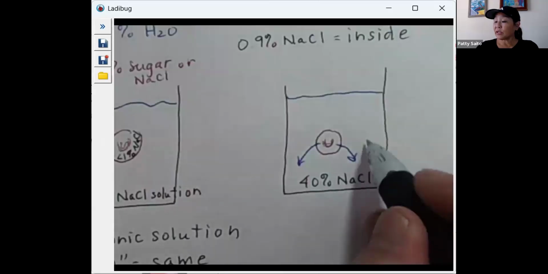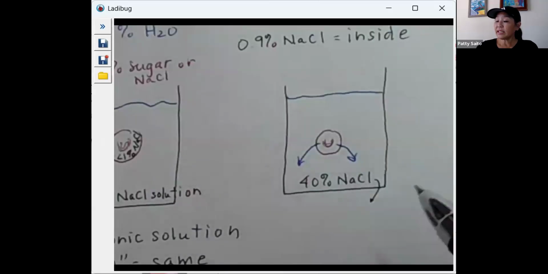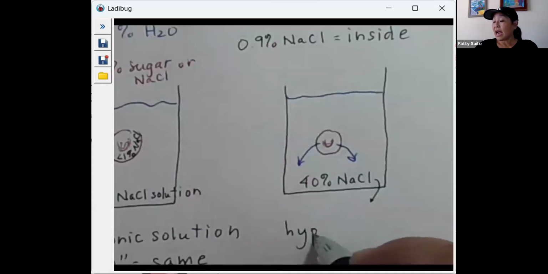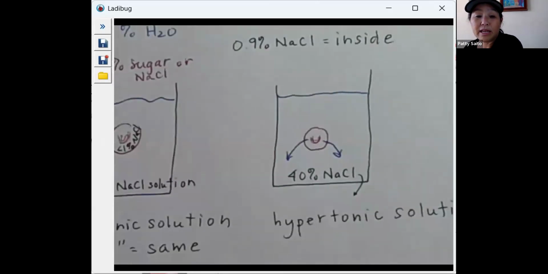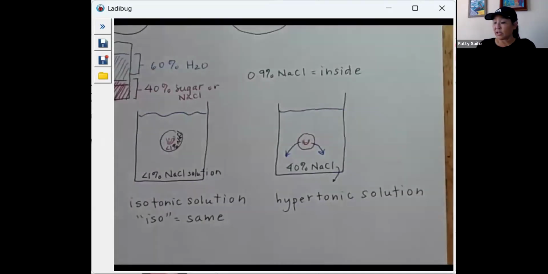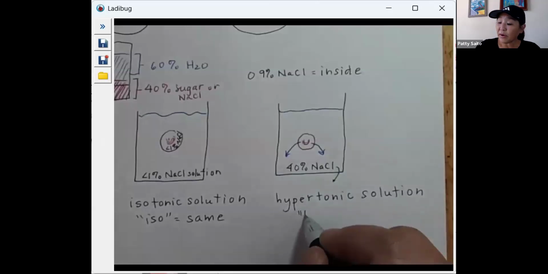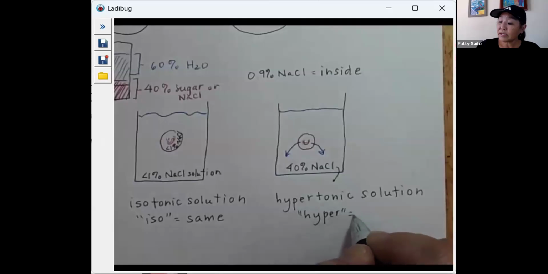So this solution on the outside is called a hypertonic solution. Hyper means more. So this is more tone. In other words, there's more molecules that press against something and gives it tone. So this has more salt in that solution. So hyper means more.